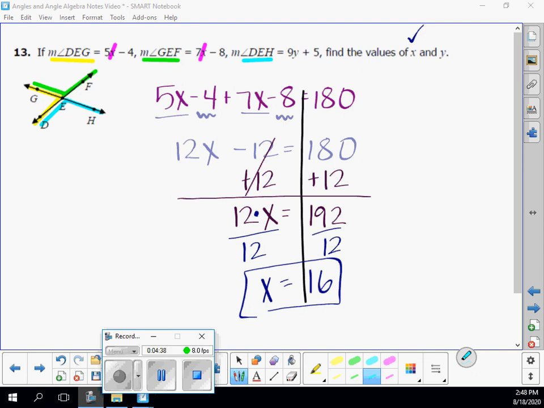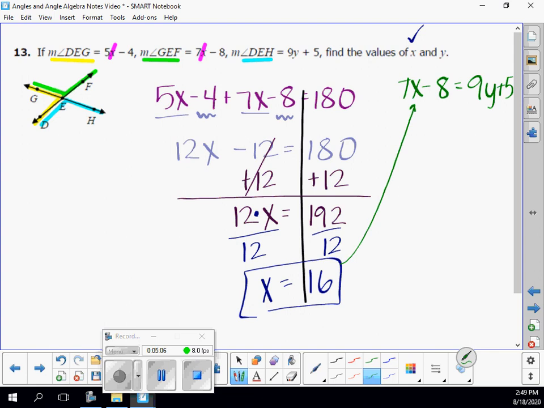and if I look at just green and blue together, I will notice that they're forming that X. And remember, if they form an X, those are called vertical angles, and vertical angles are always equal. Well, I can't directly come in here and say green, so 7x minus 8 is equal to 9y plus 5, because if you notice, there's an x and a y, and I can't solve an equation with different variables. But I do have my x value. So I can plug that x value in, and I can get an amount for that.